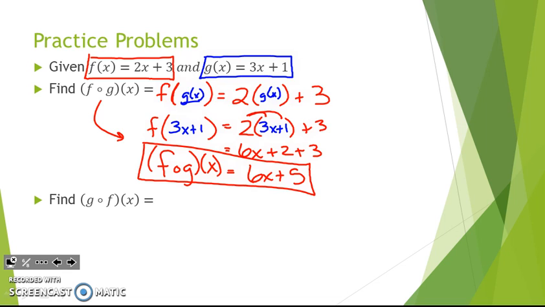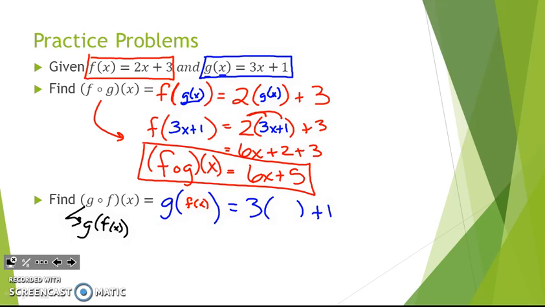Let's try another one. So, now down below here, I've got g open circle f of x, which means g of f of x. So, using our color, that means g of f of x. And we know that our g of x function, g of x equals 3x plus 1. Well, I plugged in an f of x here, which means there needs to be an f of x plugged in over here.